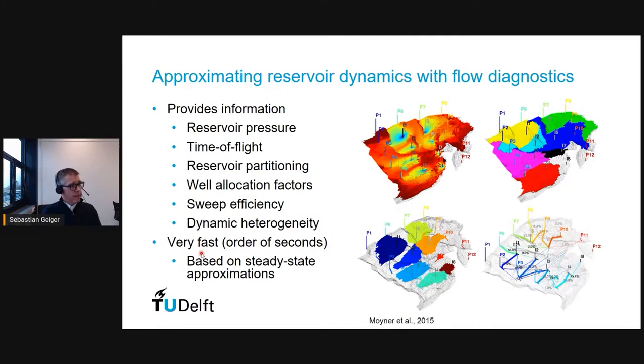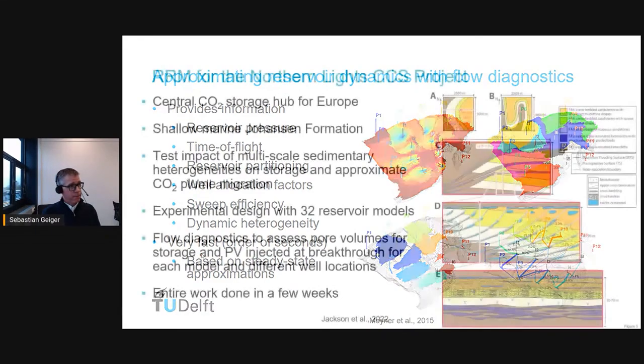Because everything is steady state, it's really fast, on the order of seconds. So we can build models in tens of minutes, and we can get almost real-time feedback of how the placement of wells interacts with the geological concept, the geological heterogeneity that we are interested in.